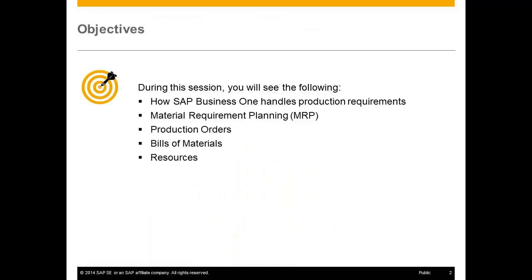During this session, you will see the following: how SAP Business One handles production requirements, material requirement planning, MRP, production orders, bills of materials, and resources. With the latest release of SAP Business One, many new features and enhancements have been introduced to manage complete production cycles from acquisition of raw materials through production processes to stocking finished goods.